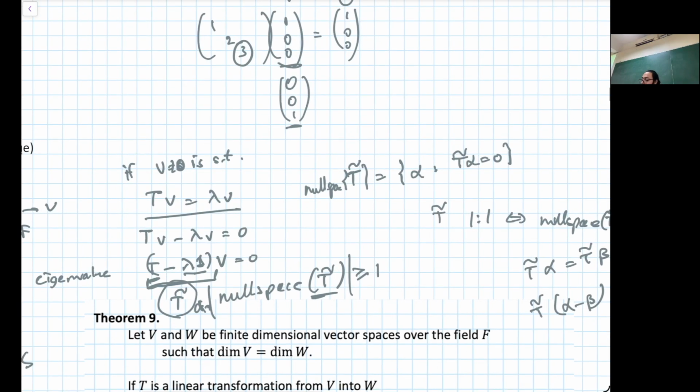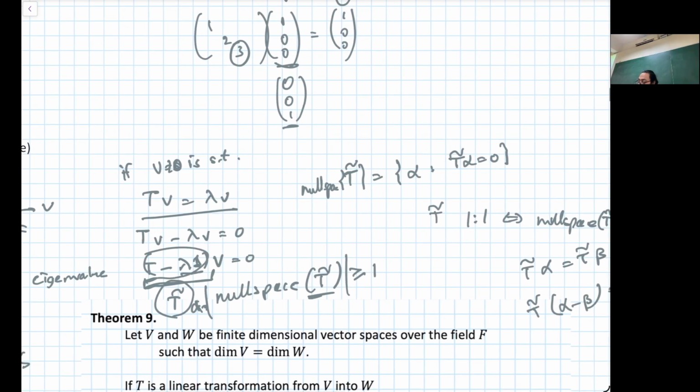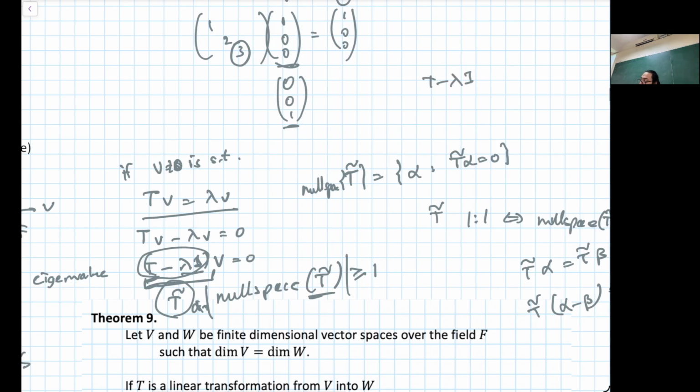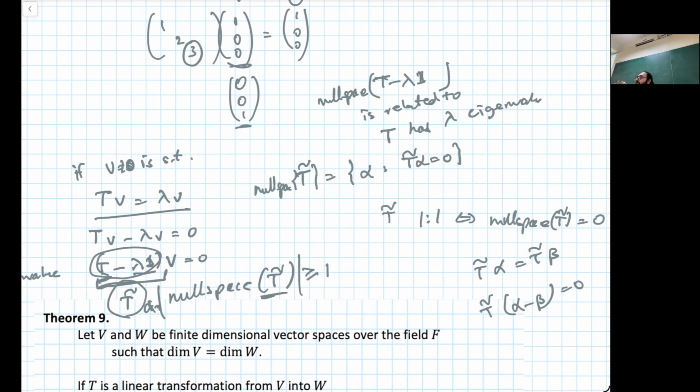So at the moment, I'm just trying to motivate that this T minus lambda I, the null space of this operator, is related to whether T has lambda as an eigenvalue. This is what I'm trying to show now. I'm just trying to show you intuitively that if it does have an eigenvalue, then the dimension of this null space has to be at least one.